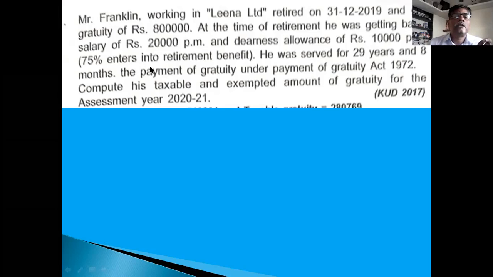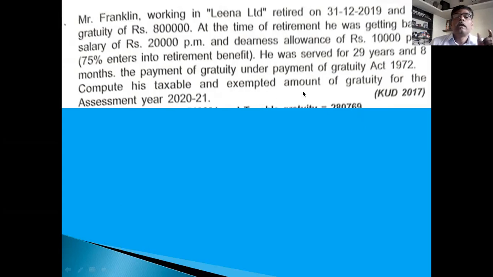And 75% of the DA enters into retirement benefit. This is the condition. 75% of DA means 7,500. 10,000 is total DA. 75% of 10,000 is 7,500. He served for 29 years and 8 months. The payment of gratuity was according to the Payment of Gratuity Act 1972. This is the condition. Okay.